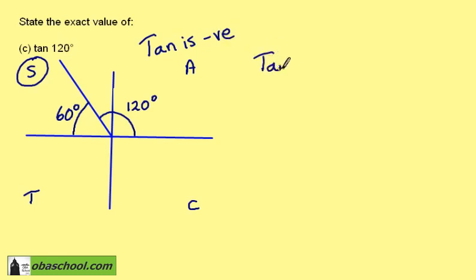Therefore, the tangent of 120 degrees is going to be minus the tangent of 60 degrees, which is minus root 3.